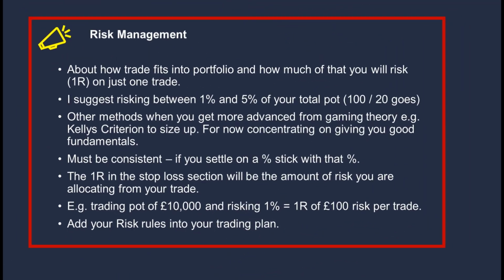It's about how your trades fit into the portfolio and how much you're going to risk on one trade. Now I call that one trade 1R for purposes of this course, and I suggest that you risk between 1 and 5% of your total pot. That gives you either 100 to 20 goes of getting it wrong, and to get 100 wrong in a row is almost statistically impossible.